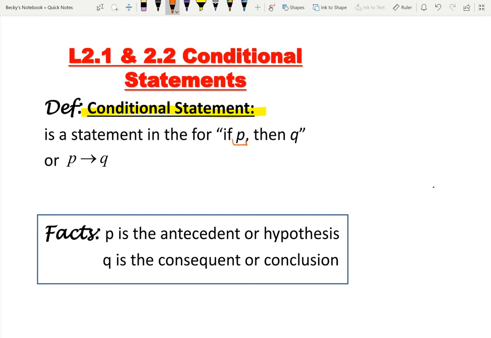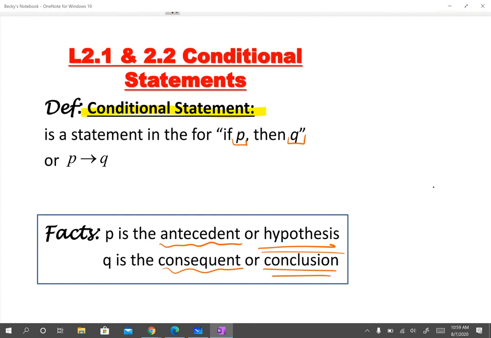Everything after the word if is considered the hypothesis. Your book also calls it the antecedent, and both words are interchangeable. Typically, if you Google this on the internet, you're going to see that they call it the hypothesis. I don't know why your book called it the antecedent. And everything after the word then is called the conclusion. Again, your book calls it the consequent, and the words are going to be interchangeable for us.